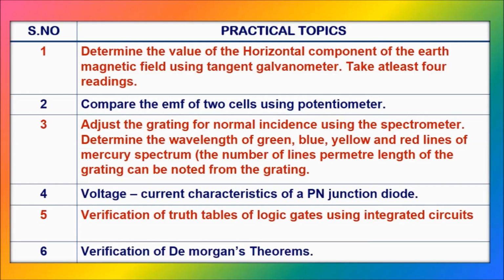Experiment number 4, voltage current characteristics of PN junction diode. Experiment number 5, verification of truth table of logic gates using integrated circuit. Experiment number 6, verification of De Morgan's theorem.